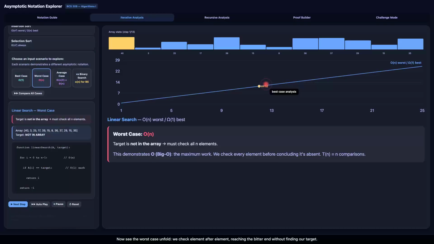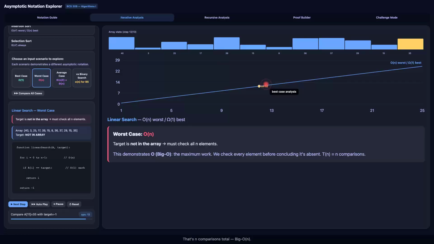We check element after element, reaching the bitter end without finding our target. That's n comparisons total, big O of n. If your array has 1,000,000 elements and the target isn't there, you'll do 1,000,000 comparisons. No way around it. This linear growth in the worst case gives linear search its name and its fundamental limitation. For large datasets, this O(n) worst case can be painfully slow.